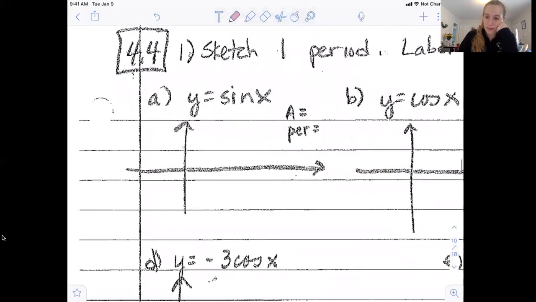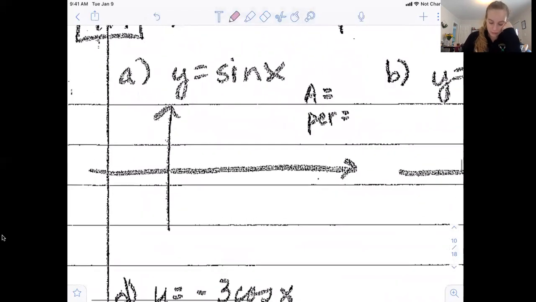We're going to start with the basic sine and cosine. We've done this several times. Remember that the amplitude for sine is always one unless there's a transformation. The period for sine is always 2π. Remember our unit circle, you have to go all the way around one time in order to get all the way done, that's 2π.